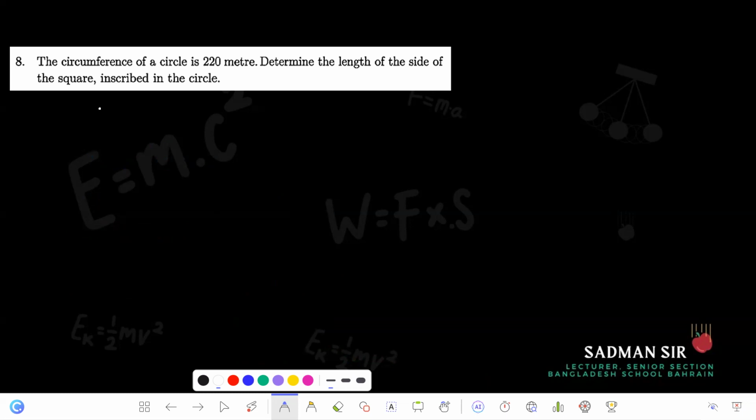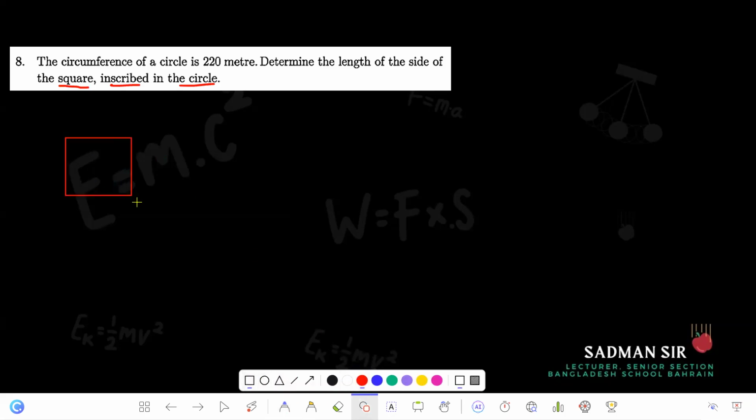The circumference of a circle is 220 meter, and then determine the length of the side of the square inscribed in the circle. Now we have to understand what is the meaning of the square inscribed in the circle. So we need a square first. So let us draw a square. Then we need to draw a circle.